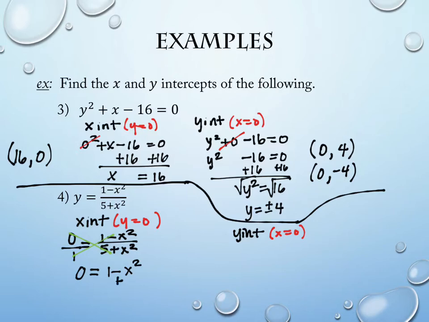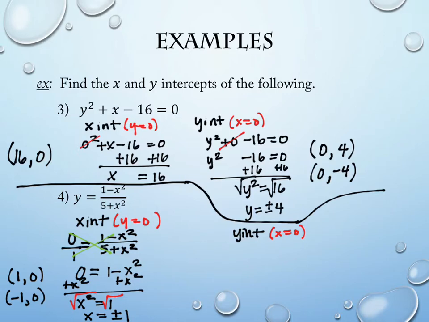I'll move my x squared this time. So I have x squared equals 1. It's kind of ended like the last problem, so what will I do next? Take the square root. So x is equal to what? Plus or minus 1. So I have two x-intercepts. I have (1, 0) and I have (-1, 0). So in the last problem, I had 1 x-intercept, 2 y-intercepts. This time I have 2 x-intercepts.